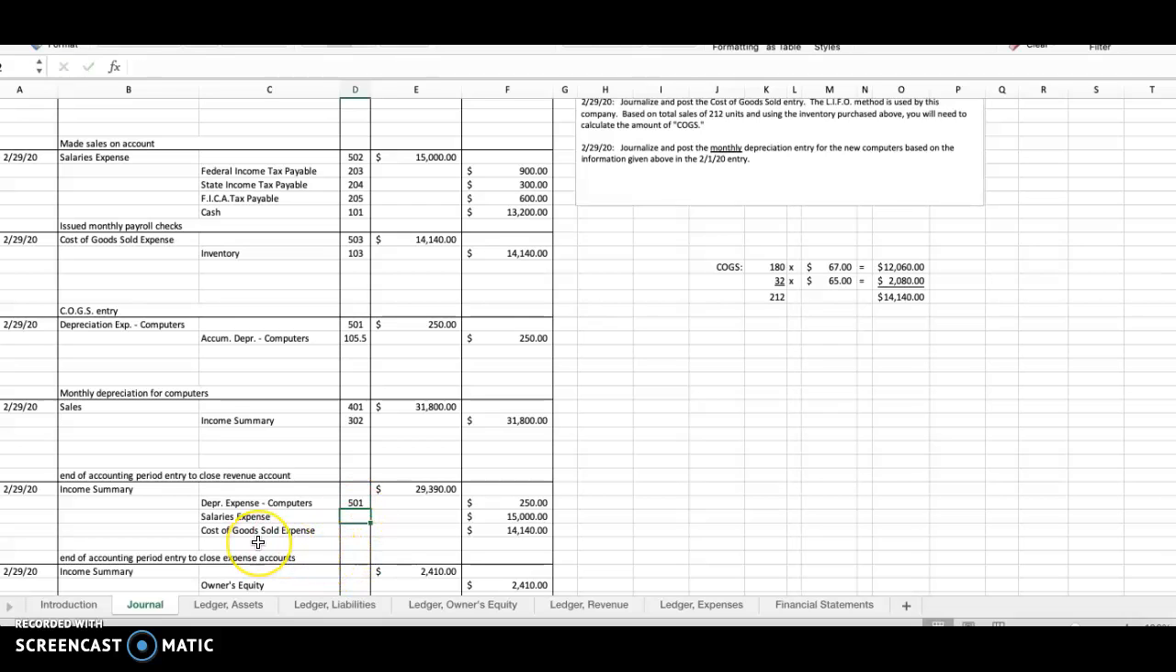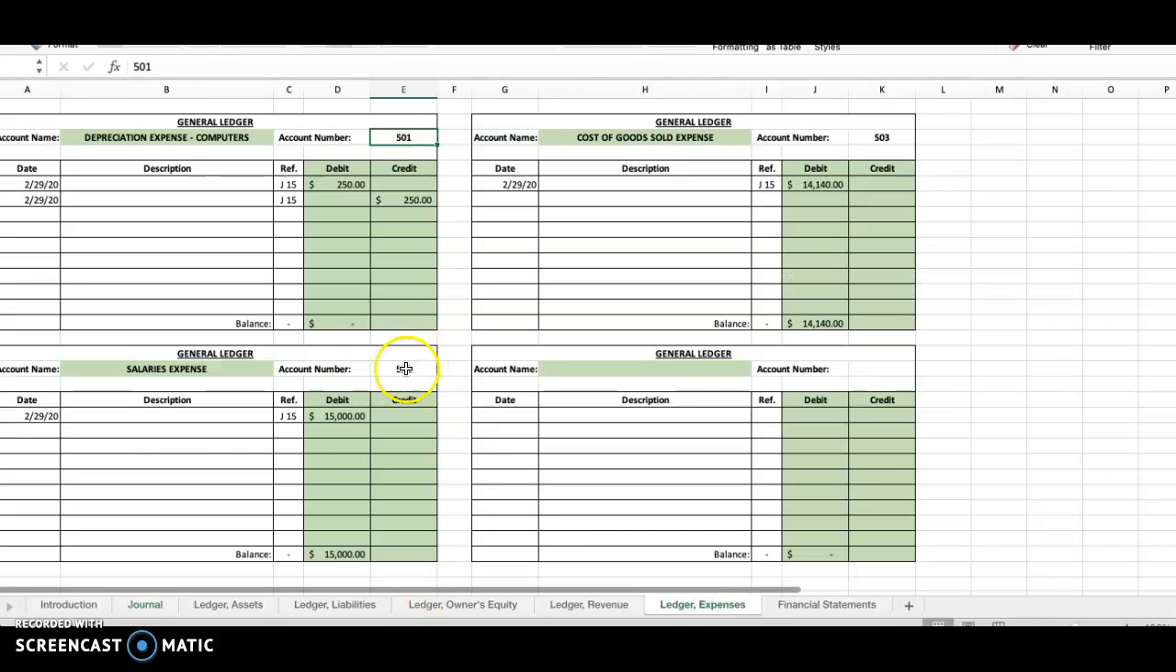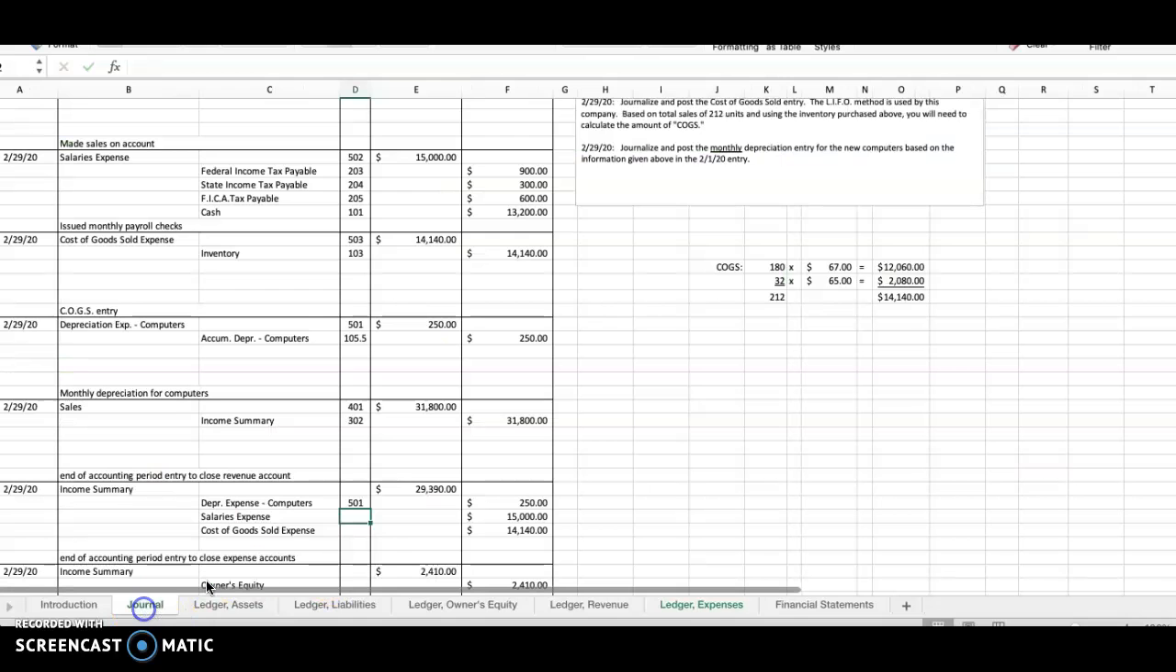Next expense is salaries expense. If I look at that, it has a debit balance of $15,000. And again, from journal page 15, I will credit, as we just saw in the journal, by $15,000. That has now a 0 balance. That's account 502, back into the journal.